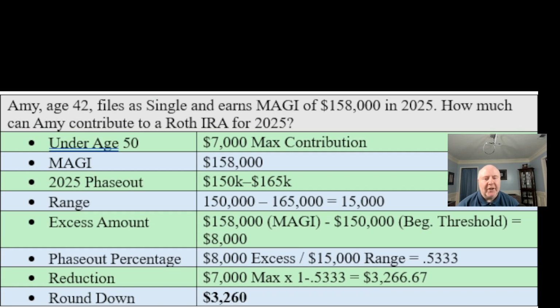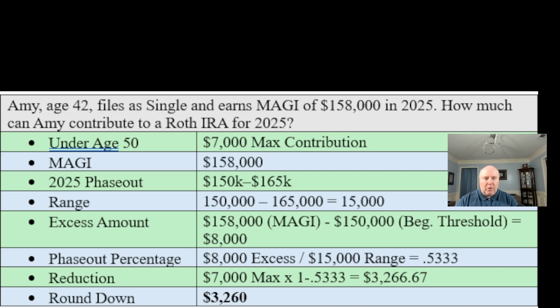So what we're looking at on this problem is Amy, age 42, files as single and earns a modified adjusted gross income of $158,000 in 2025. How much can Amy contribute to a Roth IRA for 2025? All right, well, let's take a look at it. She's under age 50, so we don't get the catch-up provision. We're stuck at $7,000 max for 2025, right?